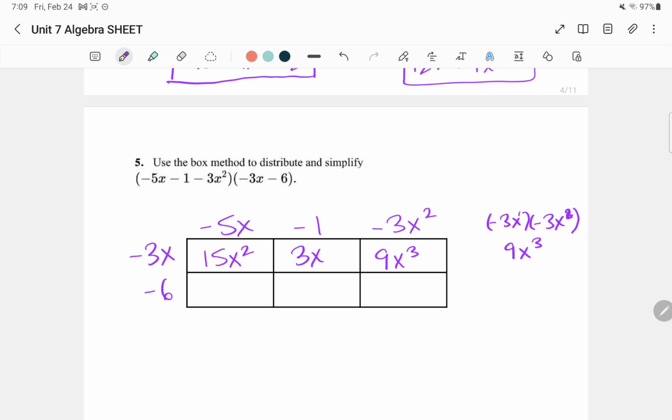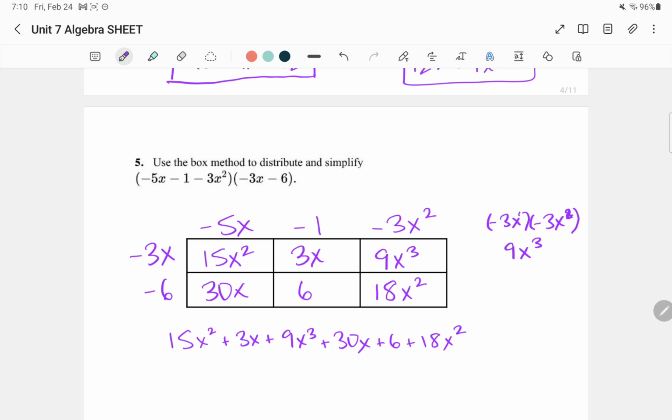All right, so let's go and fill out the second, or the bottom row. So negative 6 times negative 5x is positive 30x. Negative 6 times negative 1 is positive 6. And negative 6 times negative 3x squared is positive 18x squared. Now I have to bring everything down so I can simplify it and combine like terms. So 15x squared plus 3x plus 9x to the third plus 30x plus 6 plus 18x squared.